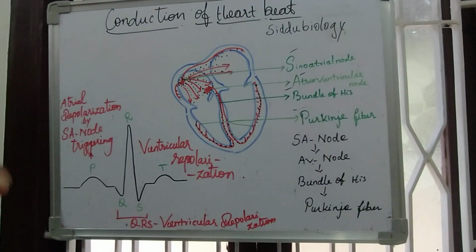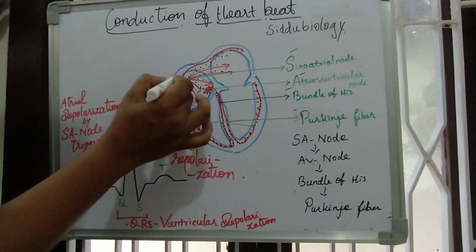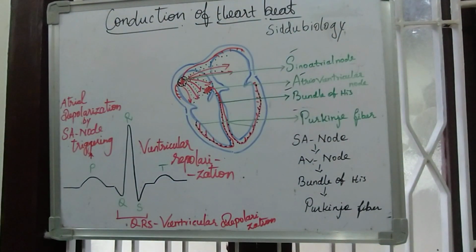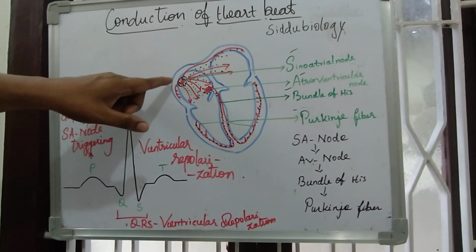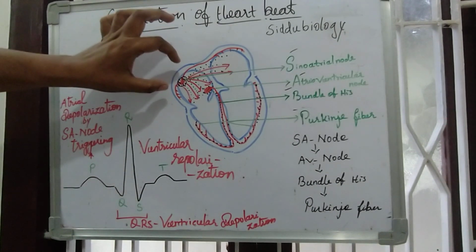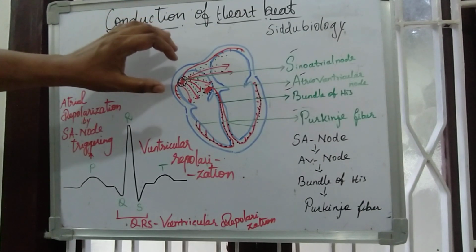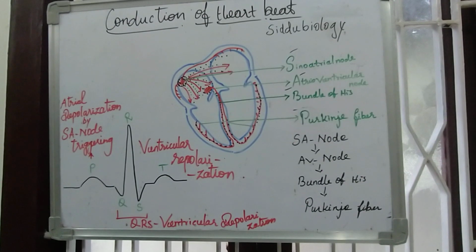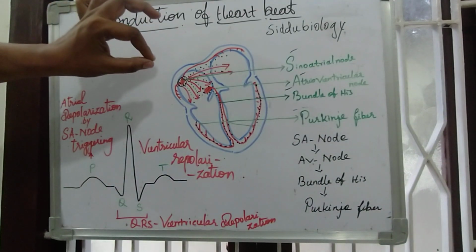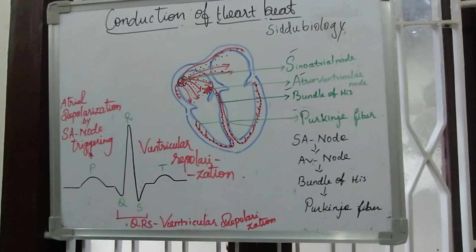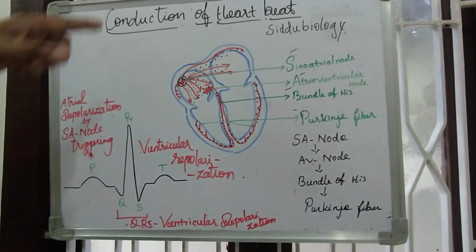The sinoatrial node is present in the upper part of the right atrium. So the upper part of the right atrium is called the sinoatrial node. This is a natural pacemaker. In the human being, during the embryonic stage, when developing in the mother's womb, the sinoatrial node, the SA node, is a natural pacemaker. It starts the conduction of the electrical impulses. It is called the origin and conduction of the heartbeat.